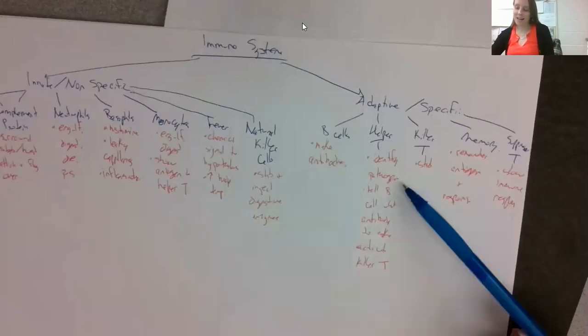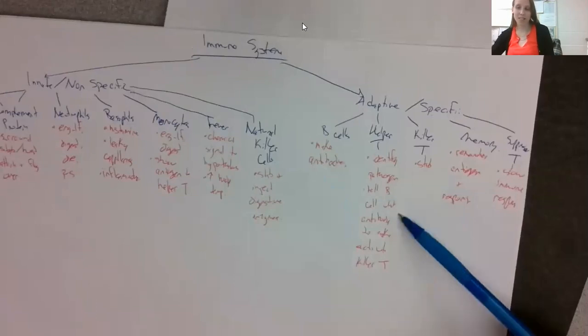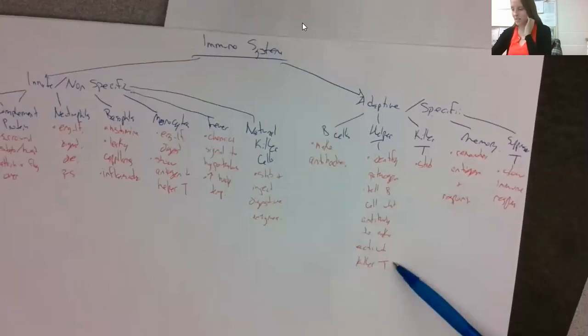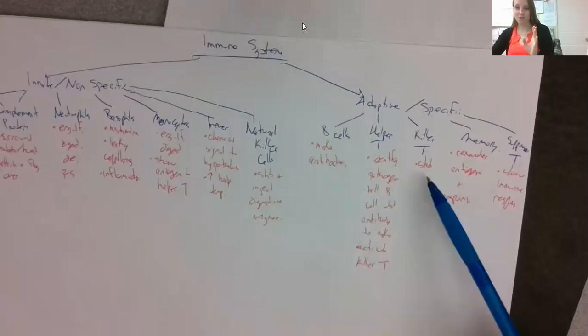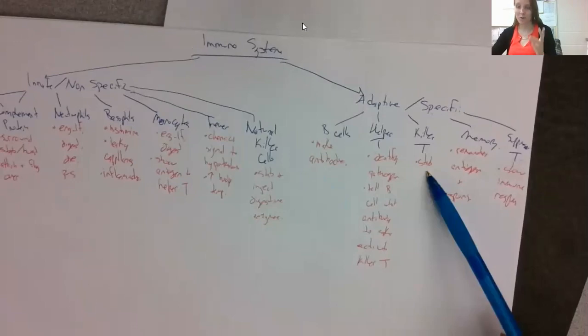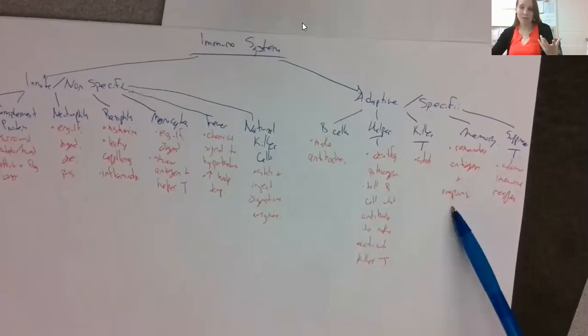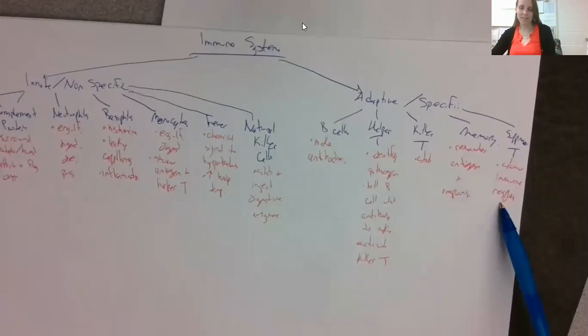The helper T identifies the pathogen. It tells the B cell what antibody to make, and it activates the killer T. It also activates the B cell. The killer T just goes around stabbing infected cells or pathogens. The memory cells remember the antigen and the response to it, and then the suppressor T cells slow down the immune response after the infection is gone.